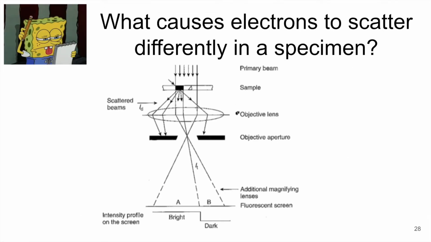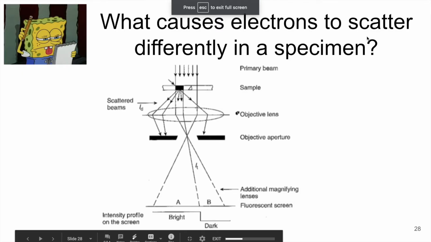So this gives us the main contrast in TEM that we'll talk about. Okay, with that in mind, here's our quiz question. What causes electrons to scatter differently in a specimen? Think about a specimen and things within that specimen that could cause the scattering of electrons differently. Answer the question, pause the video, and then come back and we will discuss.